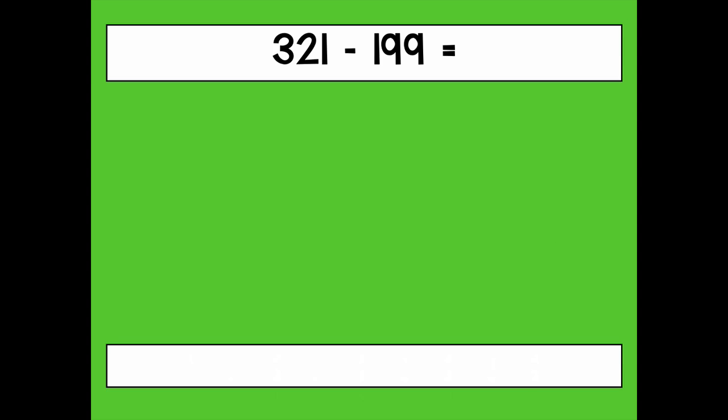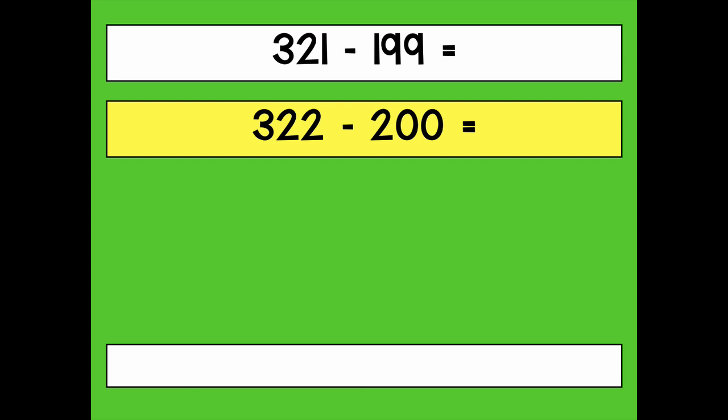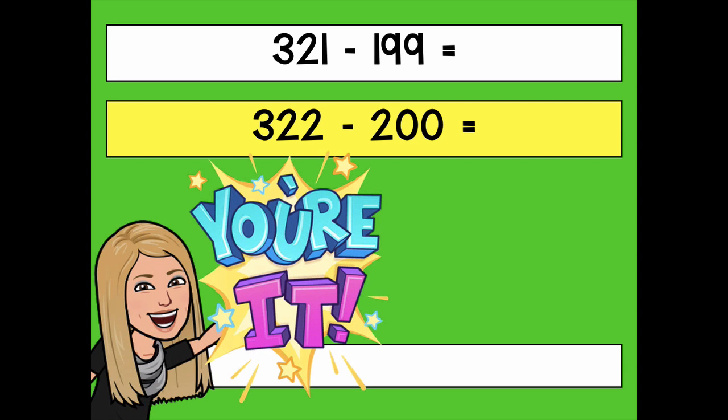All right, let's take a look at another one. All right, so here we have 321 minus 199. And we want to make it 322 minus 200. So I want you guys to pause the video. I want you to try and solve this problem using the compensation strategy. How did they get from 199 to 200? That's what you're adding to both numbers, and then you're solving. So pause the video, solve this problem with the compensation strategy, and then click play when you're ready to go over it together.